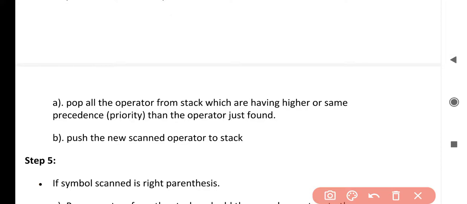And if the new operator has higher precedence than the operator available in the stack, then you have to just push the operator, because a higher precedence operator can sit over a lower precedence operator. You have to remember it this way: a higher precedence operator can sit on the top of a lower precedence operator, otherwise you have to remove it.